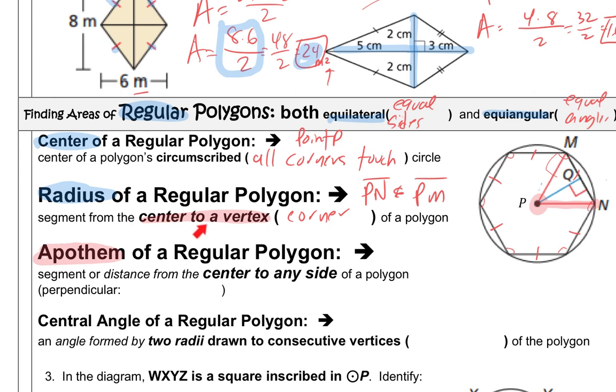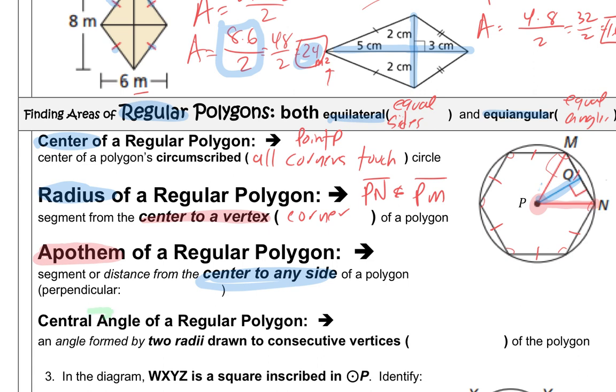Radius goes from the center to the vertex. The apothem is a segment or distance from the center to a side of a polygon that's inscribed. So if we see right over here, this blue line just goes to the side. That's called the apothem. So from the center to any side is that. We're going to keep that in mind.